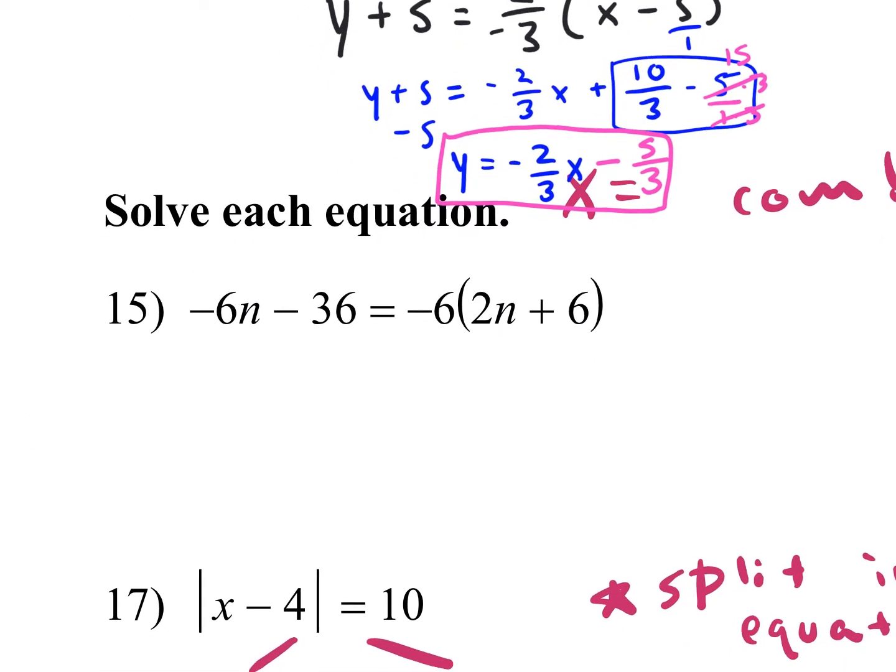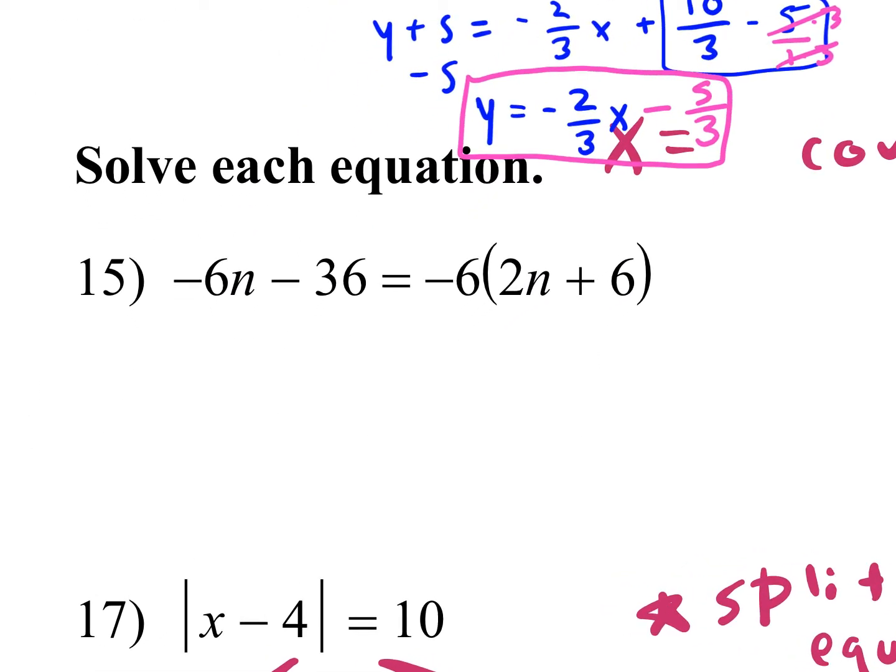All right, let's look at 15. What do I need to do first to solve for 15? Anybody? Distribute. So I have negative 12n minus 36. Everything else stays the same. Then I need to combine like terms. So since I'm moving it from one side of the equal sign to the other, I have to do the opposite. So since it's minus 12n, I'm going to add 12n to both sides. And I'm going to add 36 to both sides.